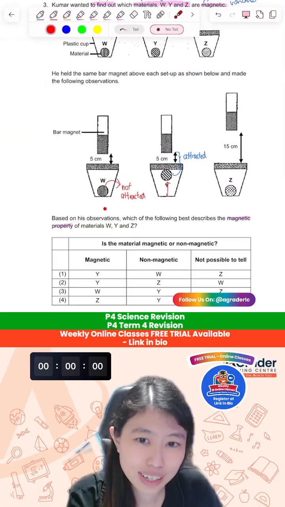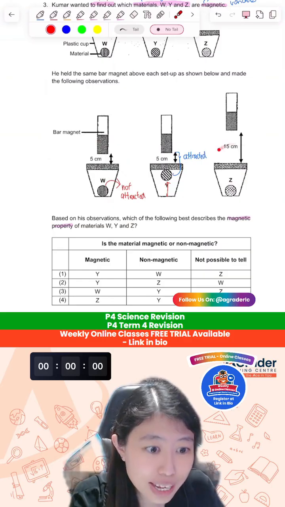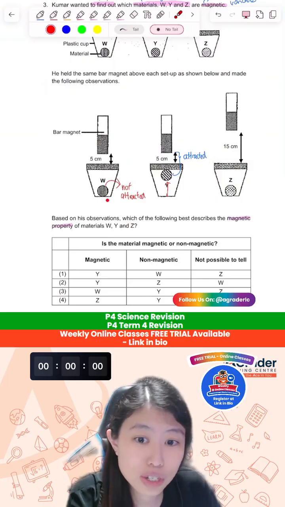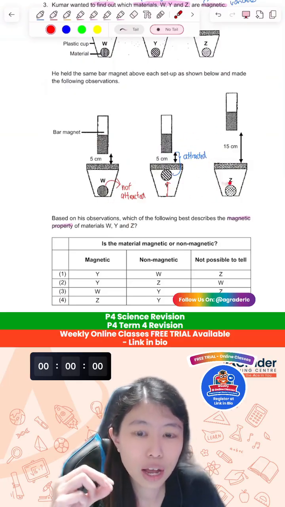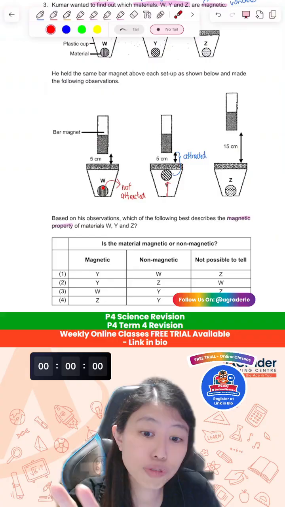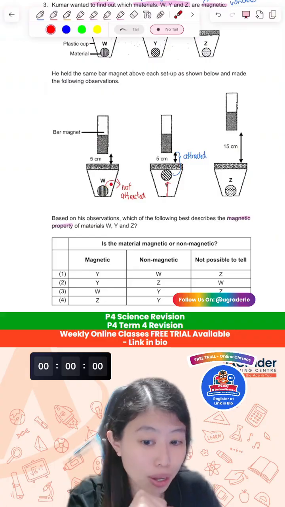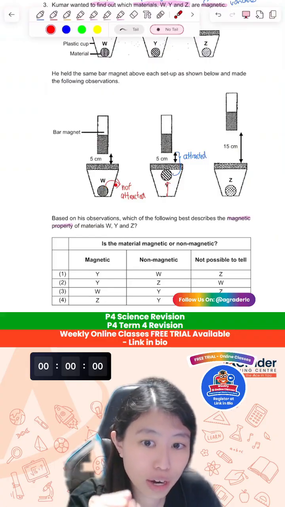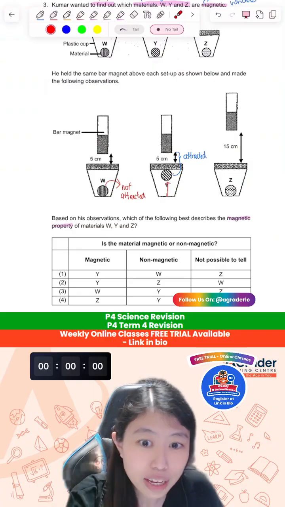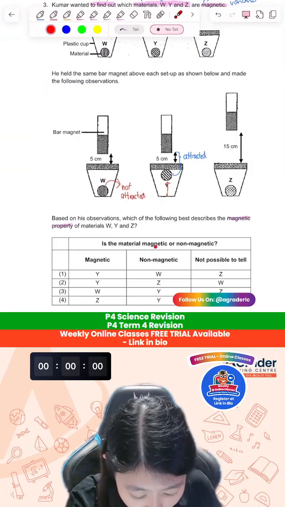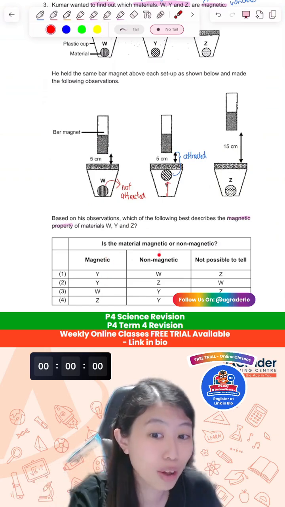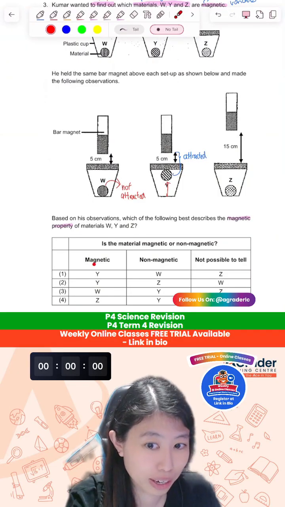But for Z, take note. If it repels, to identify repulsion, the thing must move away. You must be very, very, very careful with this. Okay? All right. And based on the options, they already tell you that there's only one magnetic and one non-magnetic. So it cannot be two magnetic, right?